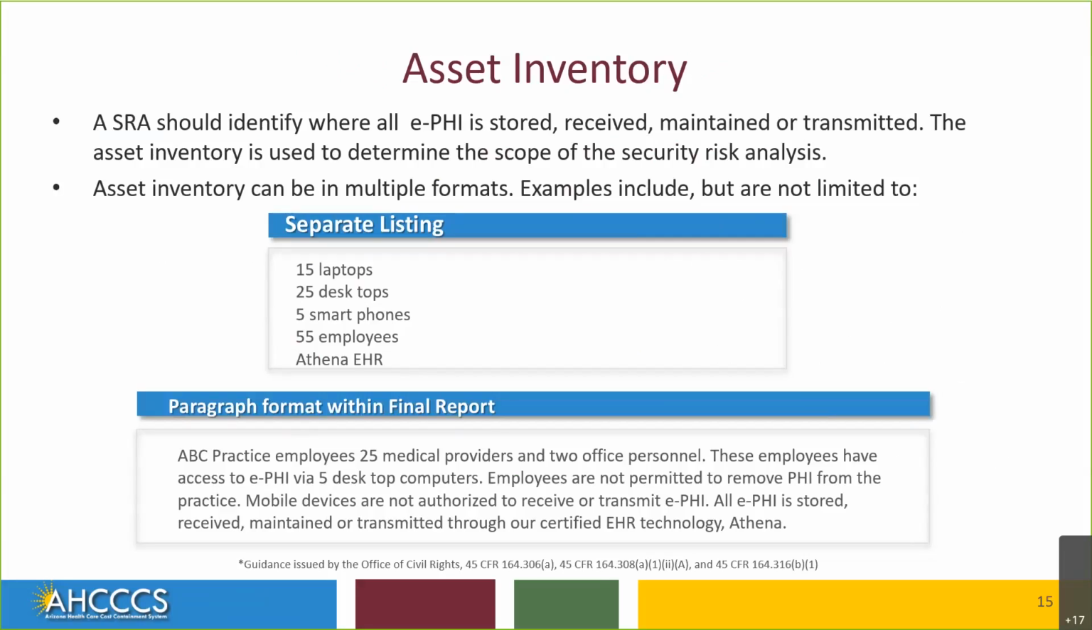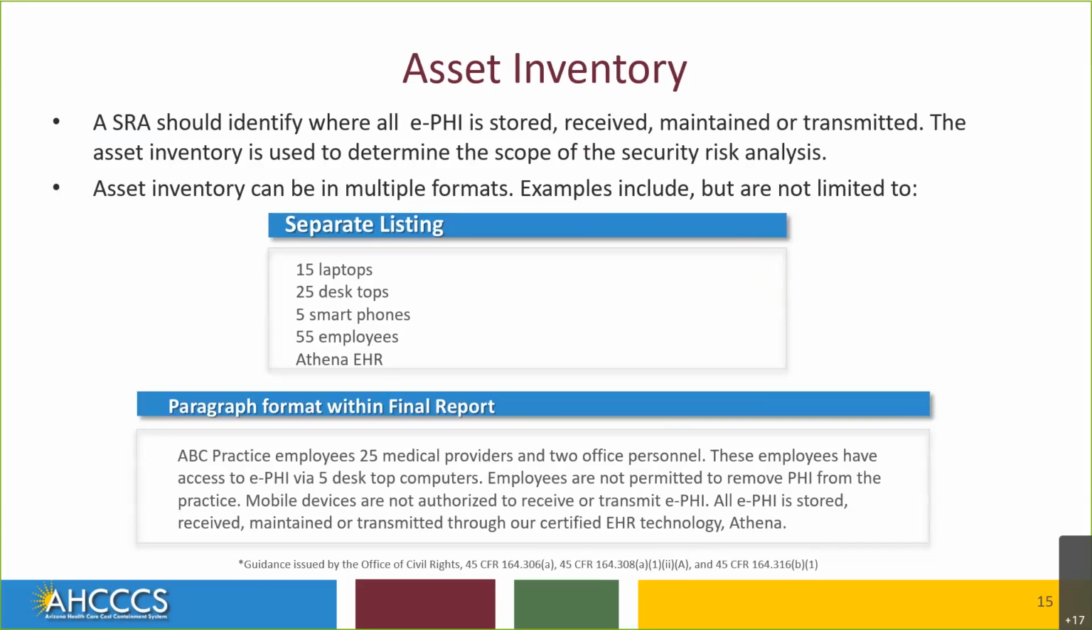The first example is a separate listing. It shows that the practice identified that they had 15 laptops, 25 desktops, 5 smartphones, 55 employees, and they have Athena as their cert. Those types of things identify in your SRA that you did review those items, and it shows what the SRA is covering. It's covering everything at the practice that could contain electronic PHI.